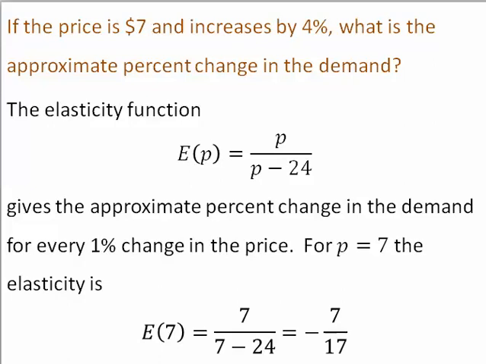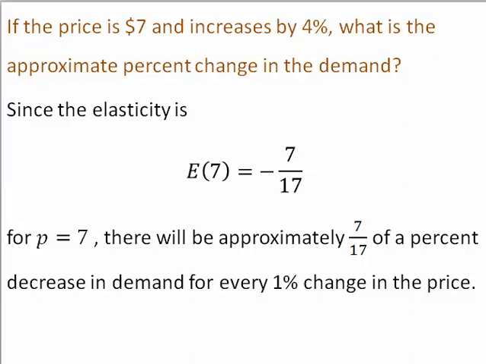For a price of $7, the elasticity is negative 7 over 17. Since the elasticity is negative 7 over 17, what that means is that at the price of $7, there will be approximately 7 over 17 of a percent decrease in demand for every 1% change in the price.